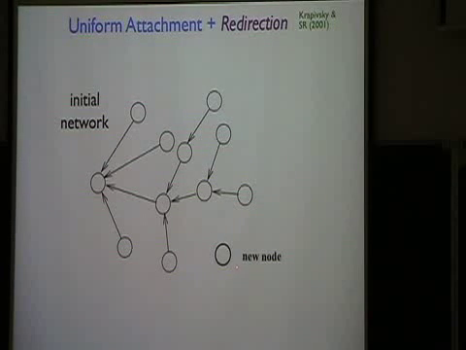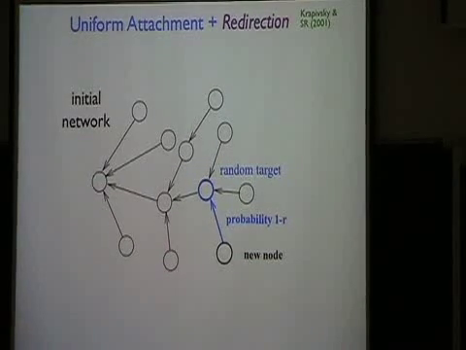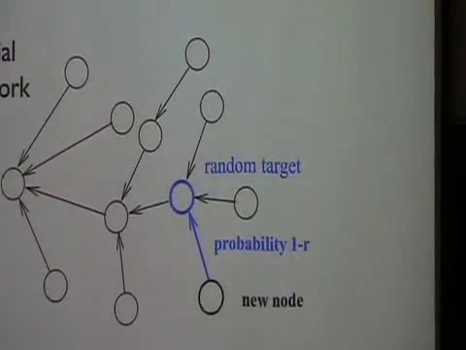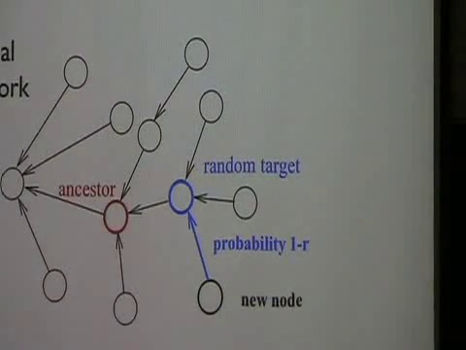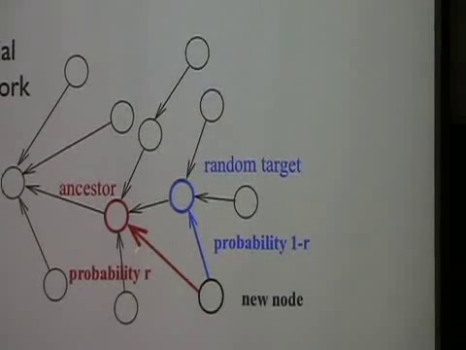So here's a new node. What the new node does, according to the random recursive tree algorithm, is that it picks a node at random. So it picks a random target, and it attaches to it. In this model of redirection, instead of attaching to a random target for sure, I'm going to attach with probability 1 minus r, where r is less than 1. If I don't happen to attach, then I will jump to the ancestor of this random target. So with probability r, I'll attach to the ancestor.